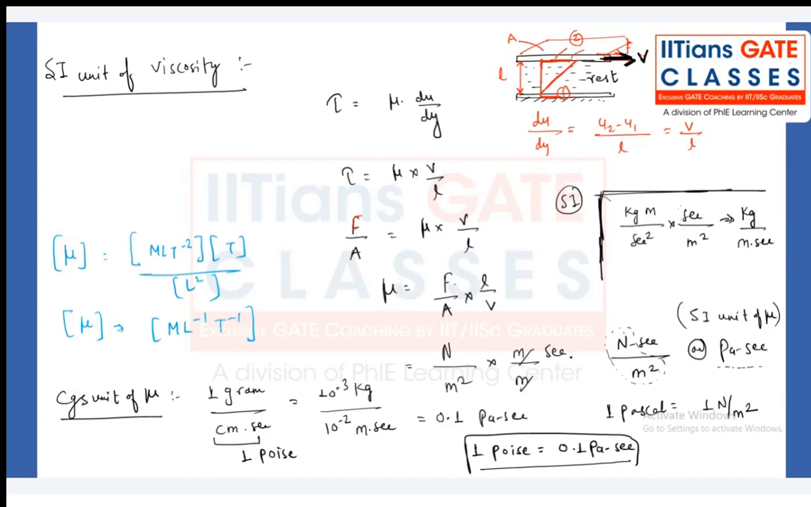If you talk about the CGS unit of viscosity, we can write it as 1 gram per centimeter per second. This is called 1 poise. 1 poise is nothing but 1 gram per second per centimeter. If you convert to kilogram per meter second, you get 0.1 Pascal second. That means one poise is 0.1 Pascal second.